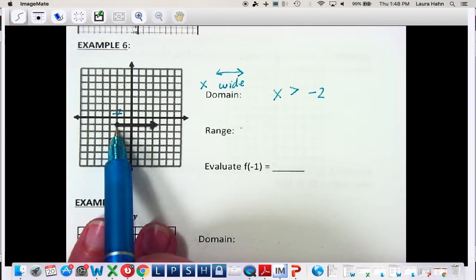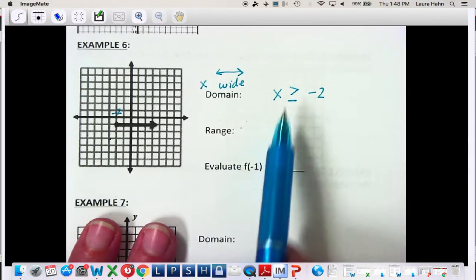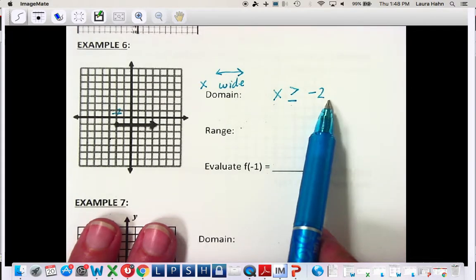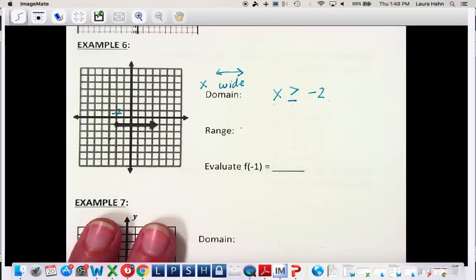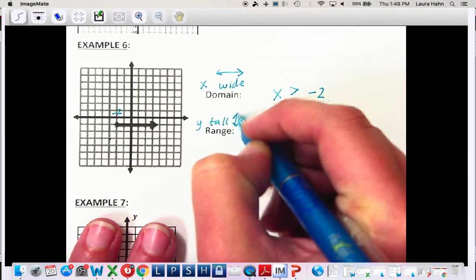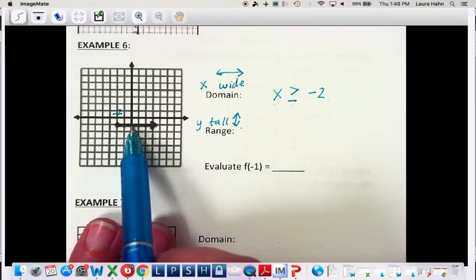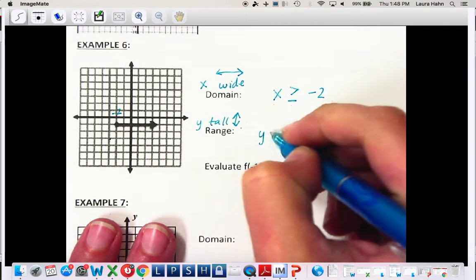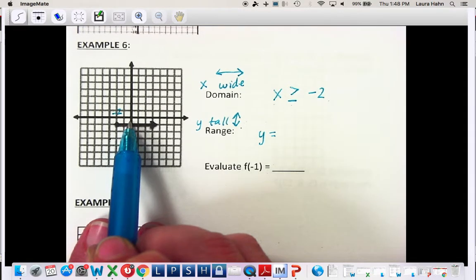All right, look at this -2. It's a solid circle, so I'm going to need a solid line. So all of my x values are greater than or equal to -2. That makes sense because it starts at -2 and goes forever forward. Okay, range. Remember, range is y. That's how tall it is because the y-axis is up and down. So we need to find the lowest point. The lowest it goes is right here. That's also the highest it goes. So our range is only one number: y is equal to -1, because this entire piece is down 1 from the origin.